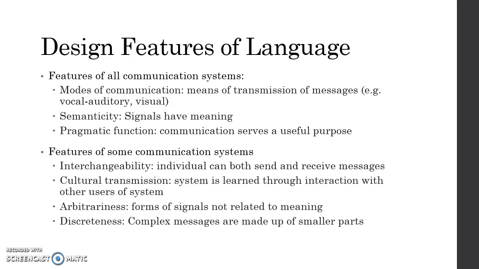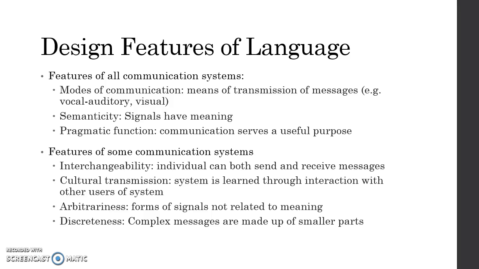So all communication systems include a means of transmitting the message. They include semanticity, signals have meanings, and they include pragmatic functions, meaning the communication serves a purpose. We're not just making noise for no reason. Some communication systems, many of them, include interchangeability, meaning individuals can both send and receive messages. They're cultural transmissions, meaning a system is learned through interaction with other users of the system. Think about where we acquire language from. It's most likely from our parents.